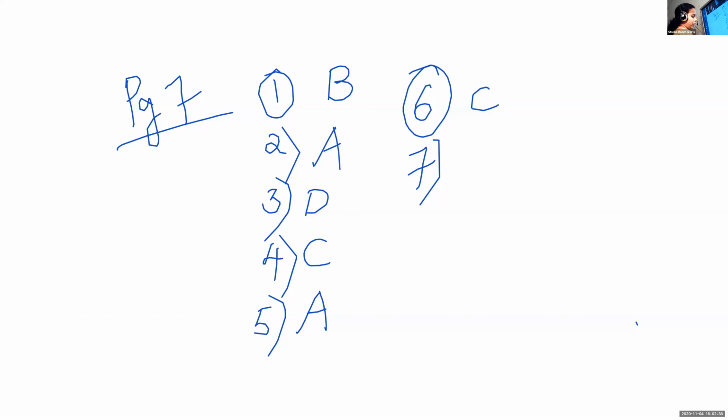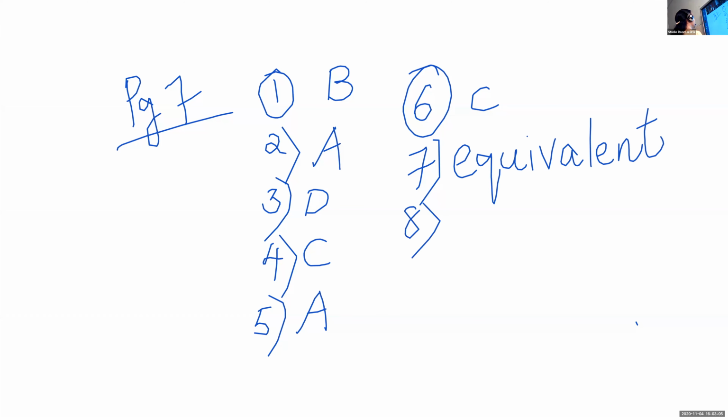If the cross products are equal, the given fractions are. Ma'am, equivalent. Okay. If the cross products are equal, the given fractions are equivalent. Equivalent. Okay.